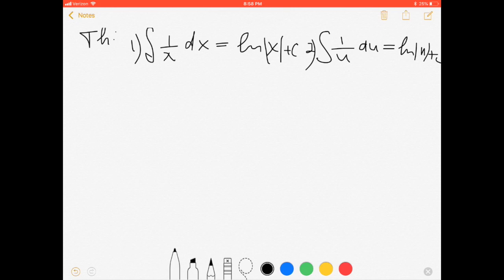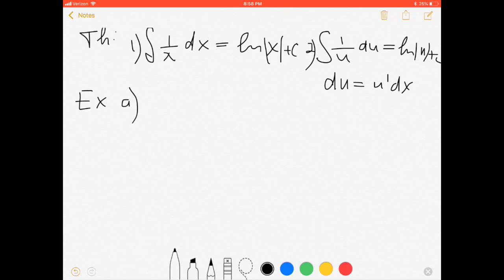Second, because we have du, it will be exactly u prime dx. Using this fact and how we found the derivative of our logarithmic function, we can prove these formulas. Okay, let's do some examples.